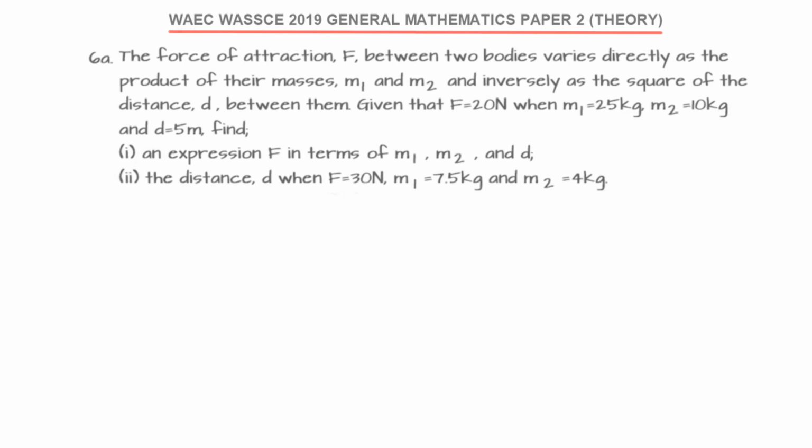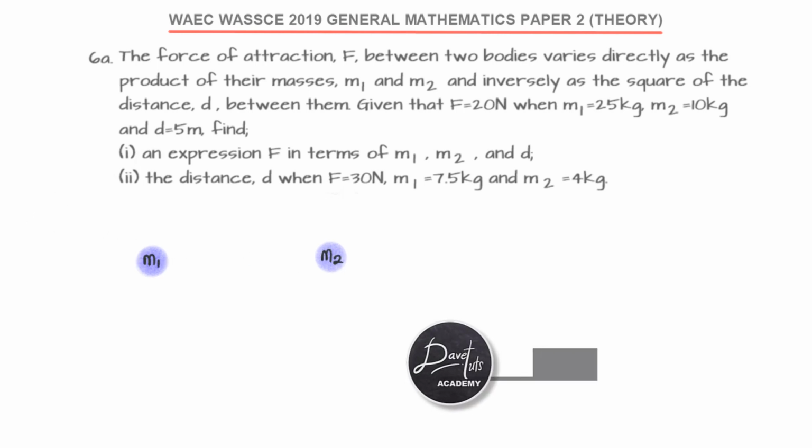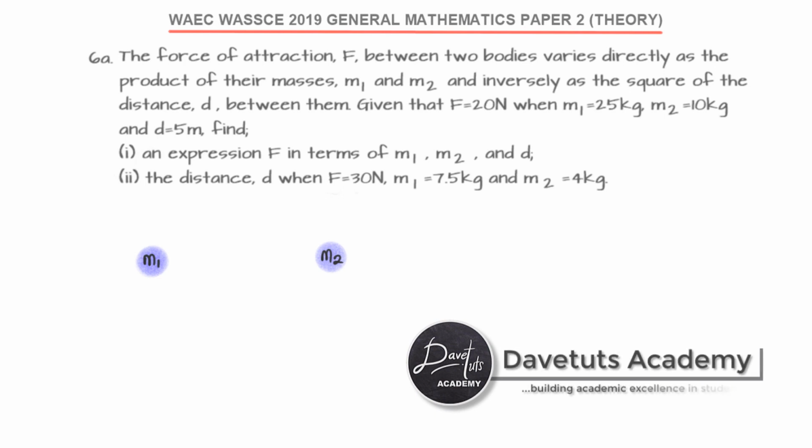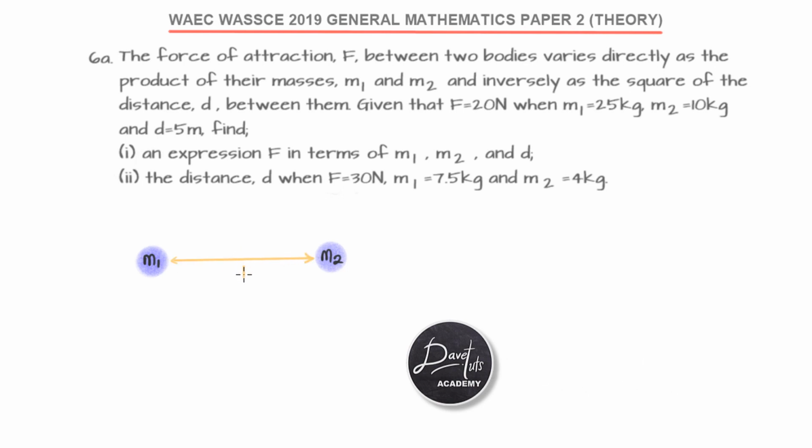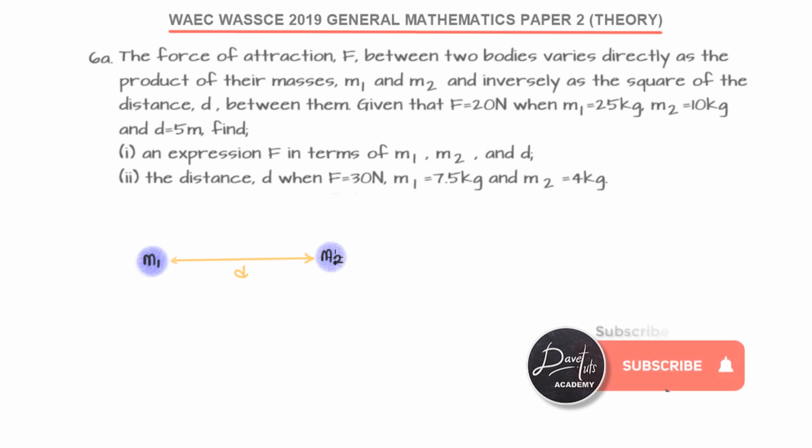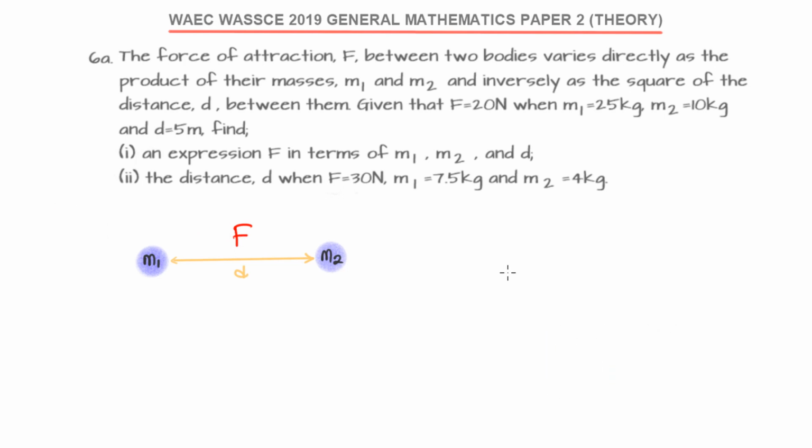The force of attraction F between two bodies varies directly as the product of their masses m1 and m2, and inversely as the square of the distance d between them. We are given that the force is 20 newtons when m1 is 25 kilograms, m2 is 10 kilograms, and the distance is 5 meters. We have to find an expression for F in terms of m1, m2, and d. Now, this is a pictorial view of what we are being told: two bodies m1 and m2 separated at a distance d, and they have a force of attraction F between them.